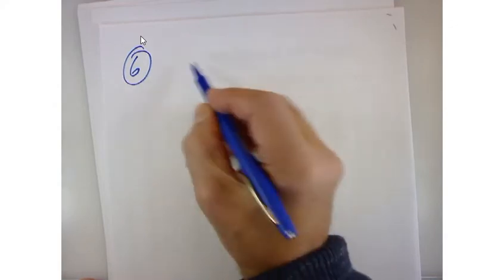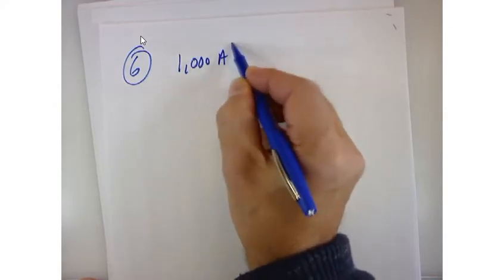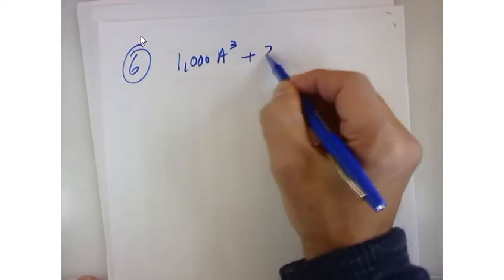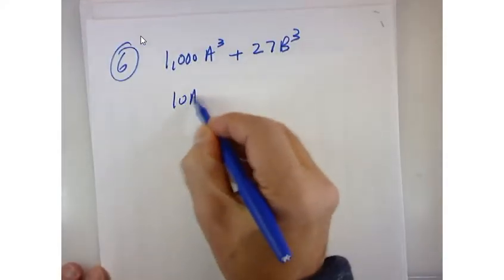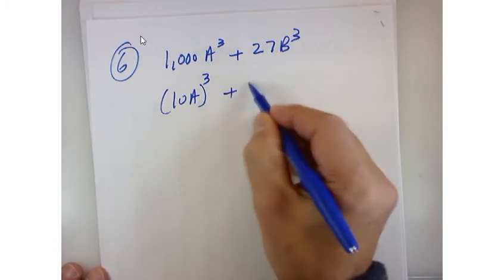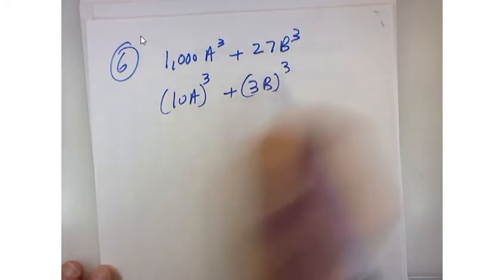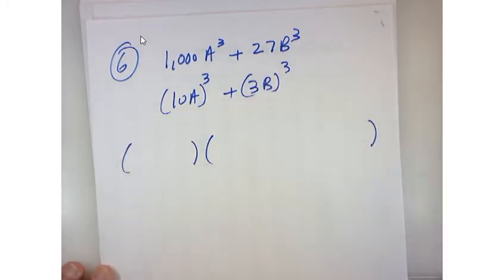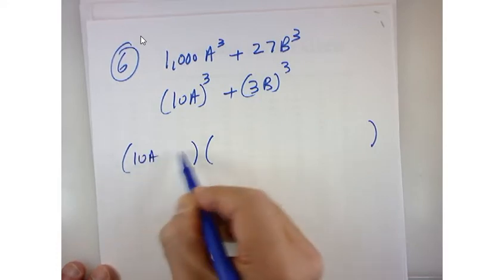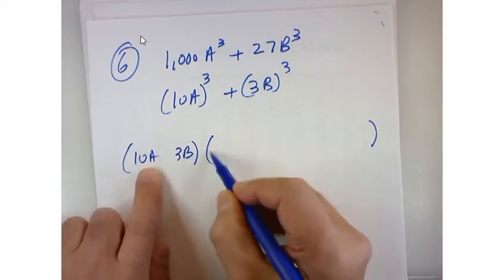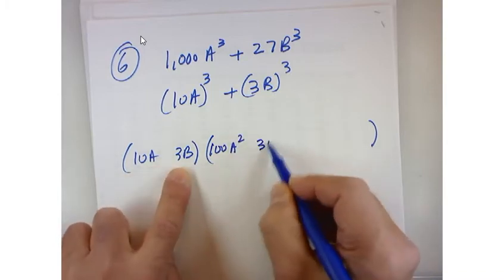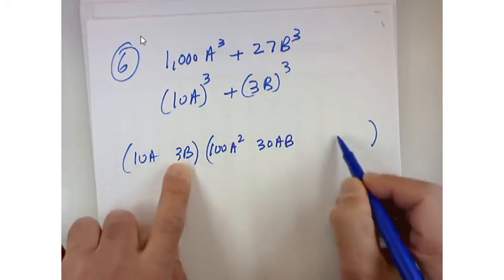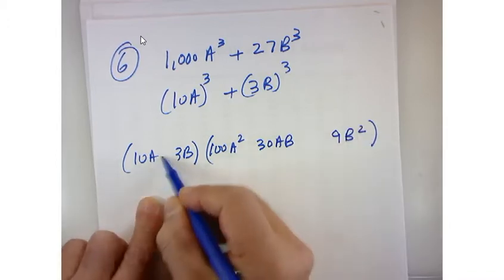And if it's the sum of cubes, like number 6, 1000a cubed plus 27b cubed. If you cube root 1000, we get 10. If you cube root 27, you get 3. So again, it's a binomial times a trinomial. You write what you see, no signs yet. You square everything in there, so it's 100a squared. You multiply, 30ab. You square everything in there, and then SOAP.